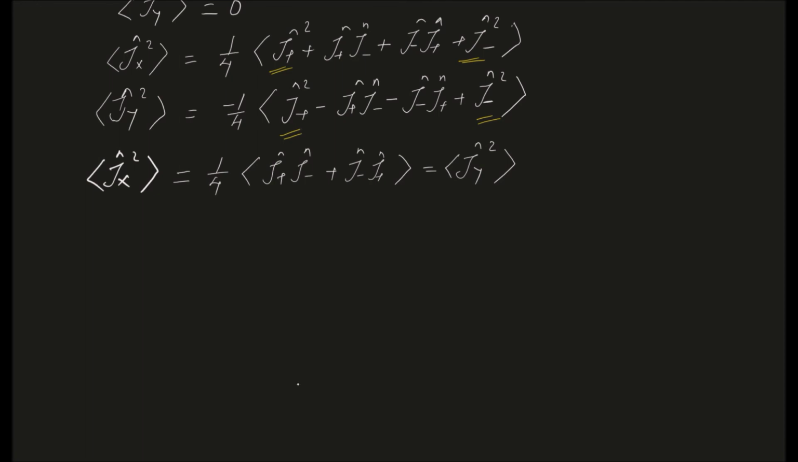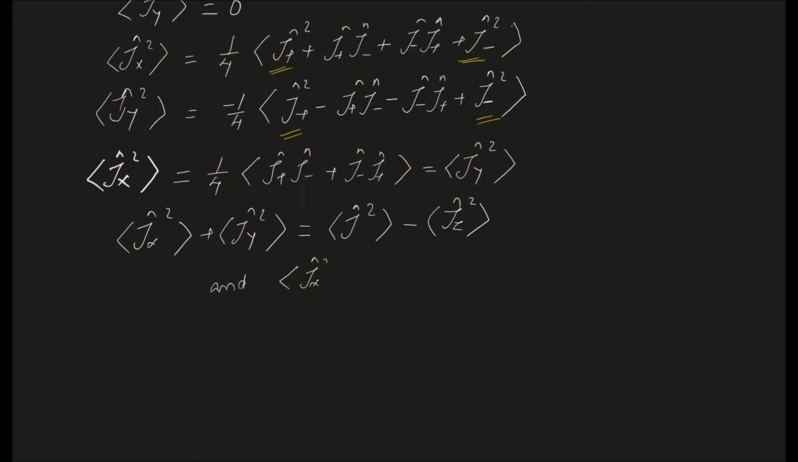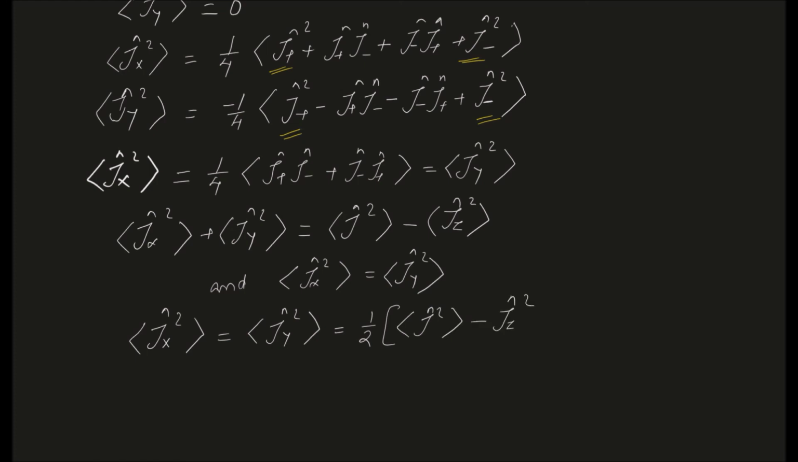Now since jx² plus jy² is the same as j² minus jz², and expectation jx² is the same as expectation jy², we can write the expectation of jx² is equal to the expectation of jy² is equal to half of the expectation of j² minus jz².